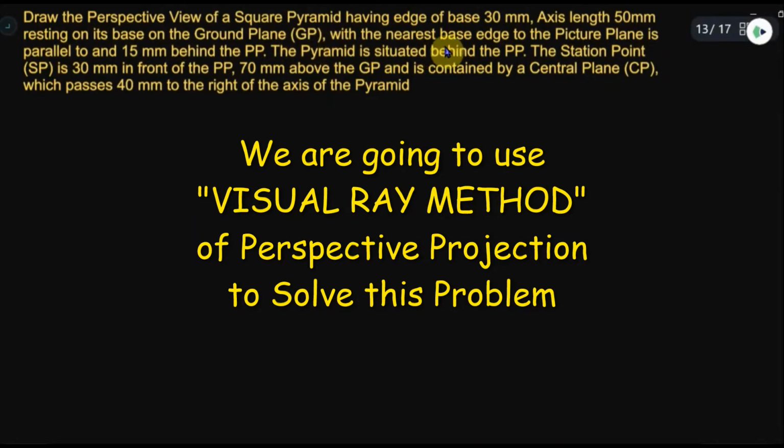With the nearest base edge to the picture plane is parallel to and 15 mm behind the picture plane. The pyramid is situated behind the picture plane. The station point, denoted by SP, is 30 mm in front of the picture plane and 70 mm above the ground plane, and is contained by a central plane CP which passes 40 mm to the right of the axis of the pyramid.